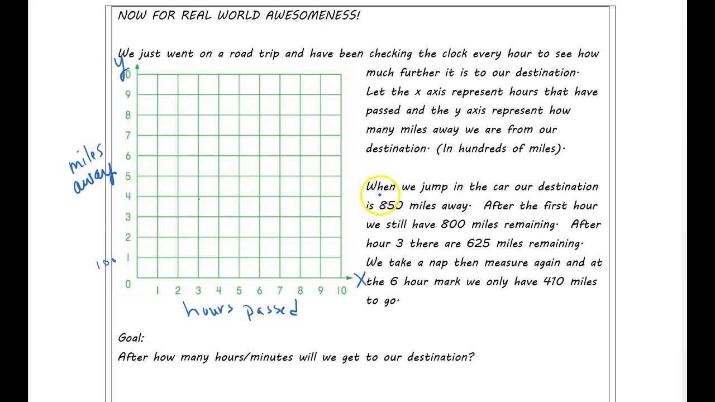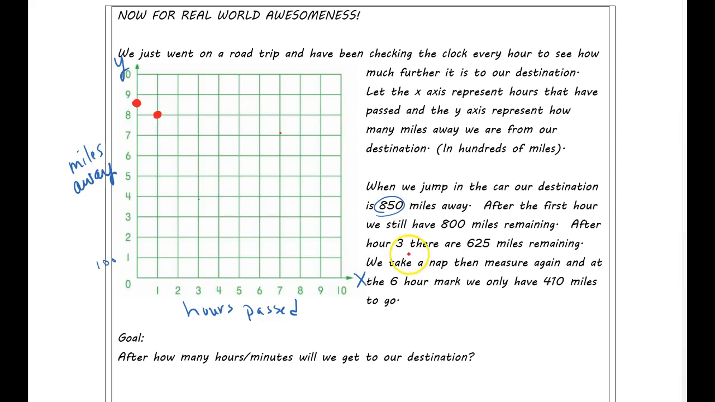All right, down here, when we jump in the car, our destination is 850 miles away. This is my first data point, okay? And here's why. When we jump in the car, how much time has gone by, guys? No time has gone by. So I'm right here at 0, and I'm 850 miles away. So my first data point is way up here on the y-axis, okay? After the first hour, so when 1 hour has passed, we still have 800 miles remaining. So after the first hour, we have 800 miles left.